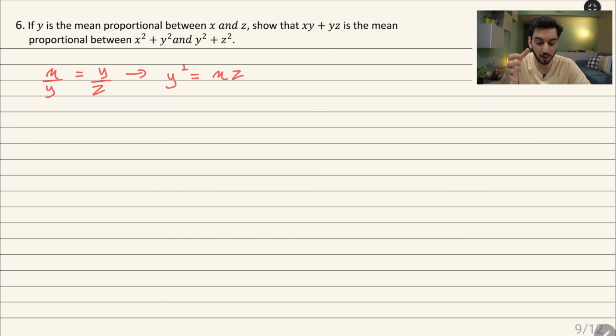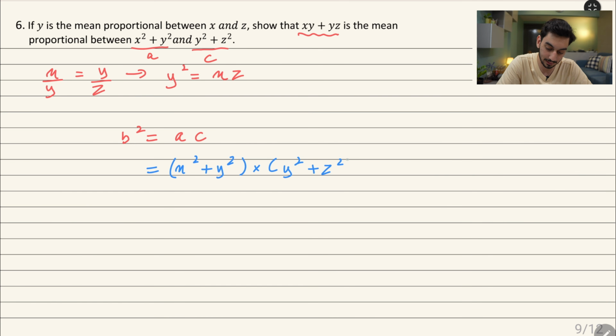Okay, so y square is equal to xz. Okay, let us move ahead to whatever it says. Now it says show that this thing, the xy plus yz, is the mean proportional between these two things, which means that this could be my a, this could be my c, and I need to prove that xy plus yz is actually b. Okay, so I'll use my logic, which says b square is equal to ac. Now what is a over here in this question? A is given to me as x square plus y square, so I write it there, times what is c in this question? It is y square plus z square.